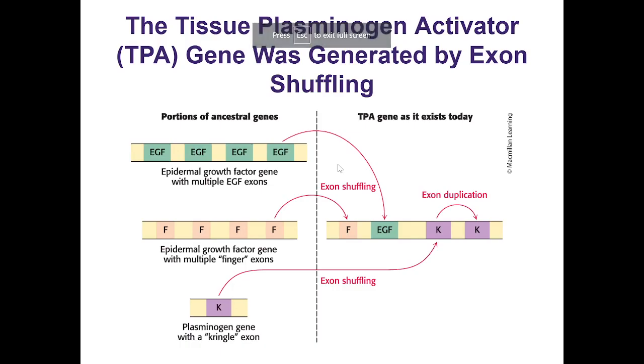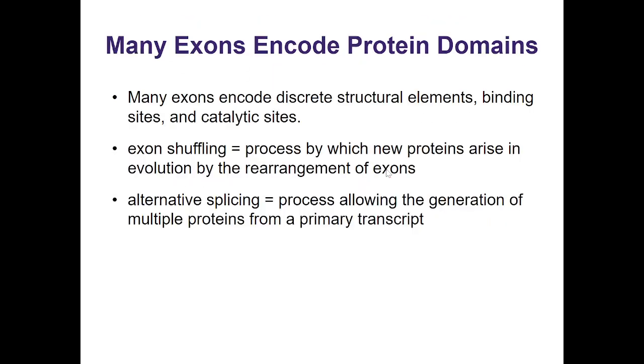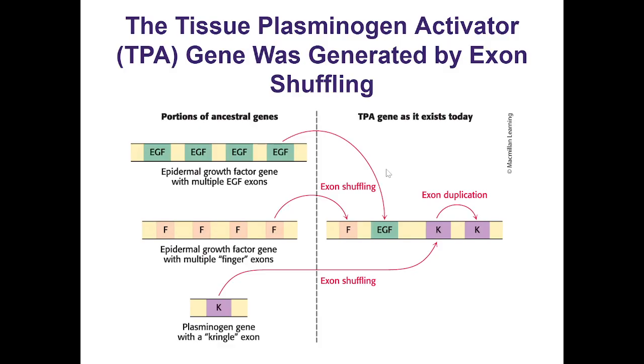Okay, so this is that tissue plasminogen activator, TPA. This is that gene that was generated by the exon shuffling. Well, we had previously mentioned exon shuffling. This is the example that goes with that. I know, weird place to leave off, but it was what it was.